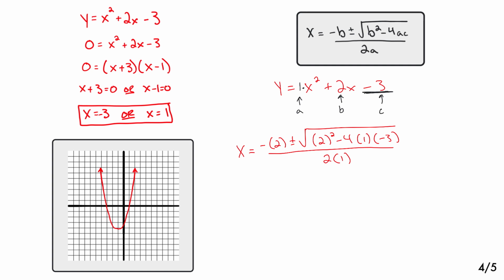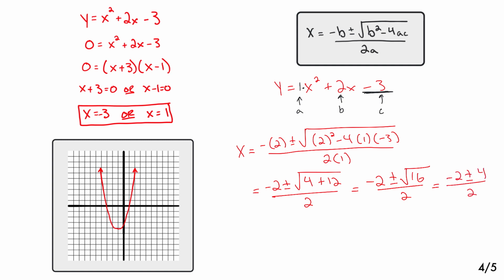All right, so let's do this. This is going to be equal to negative 2 plus or minus the square root of 2 squared is 4, negative 4 times positive 1 times negative 3 is positive 12, and that'll all be over 2. That'll equal negative 2 plus or minus the square root of 4 plus 12 is 16. Hey, that's a square rootable number. That's nice. That'll be equal to negative 2 plus or minus the square root of 16 is 4, all over 2.